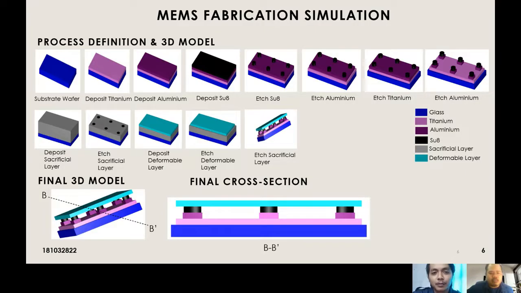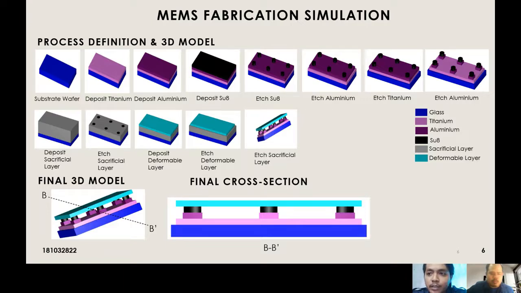Thank you. Assalamualaikum, my name is Luqman Hakim Zaidi and I will talk about MEMS fabrication simulation. Firstly, on the material, we use seed material which is glass, titanium, aluminium, SU8, sacrificial layer, and deformable layer. There are 13 process steps.